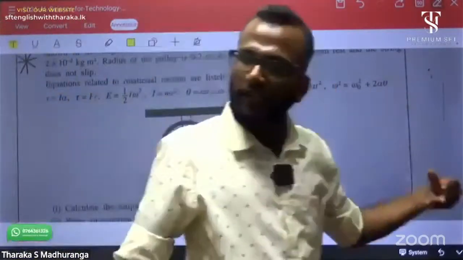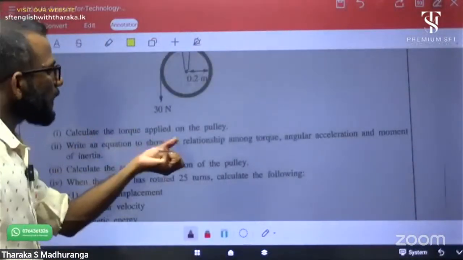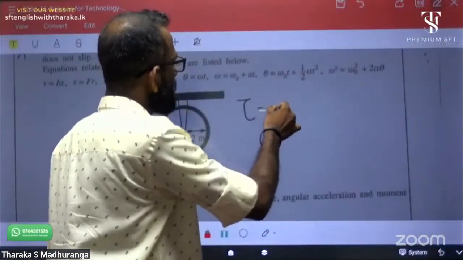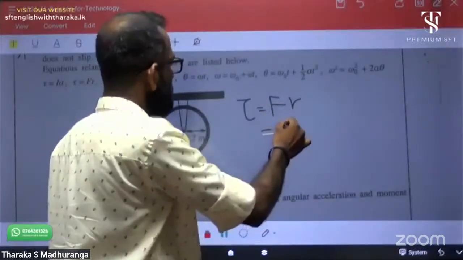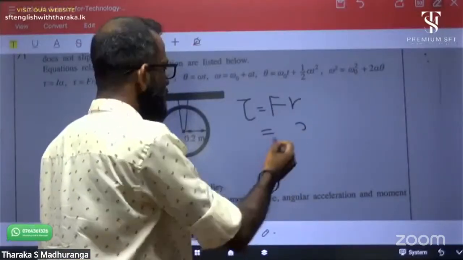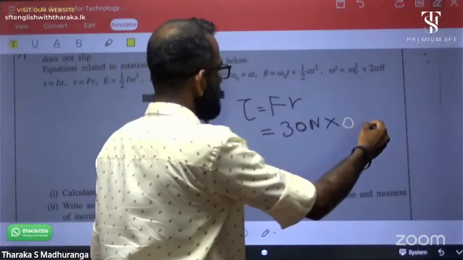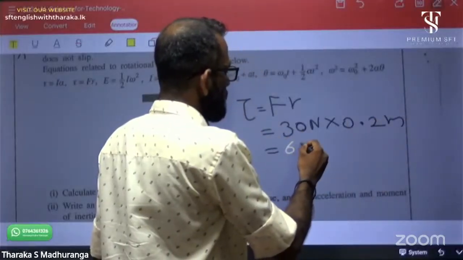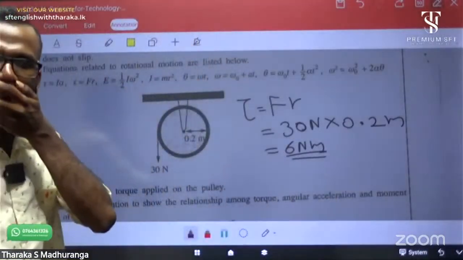Equations related to rotational motion are listed below. Calculate the torque applied on the pulley. What's the torque? Torque equals F R. Simple. The applied force 30 times 0.2 is 6 Newton meter.